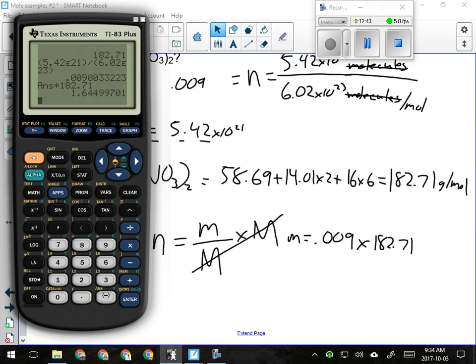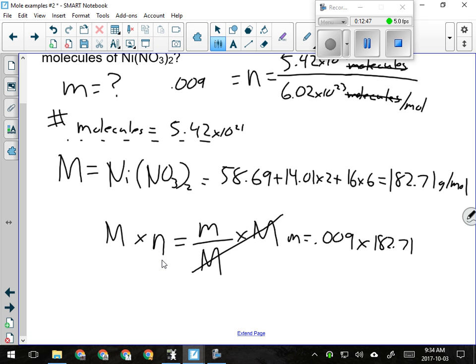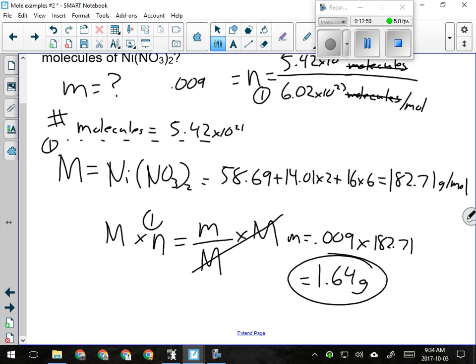All right, so I got 1.64 grams. Not very much. Okay, so that's the 5-mark type of problem. 1 mark for the givens, 1 mark for calculating the number of moles, 1 mark for the manipulation of the mole equation, 1 mark for plugging in the numbers, 1 mark for the final answer.